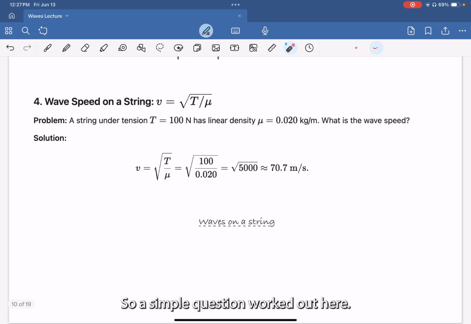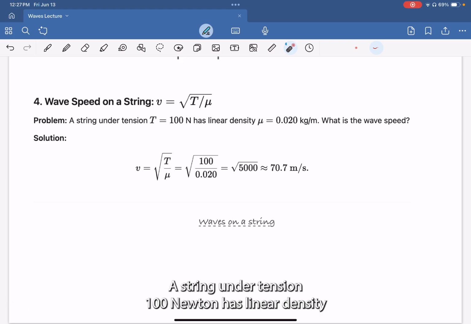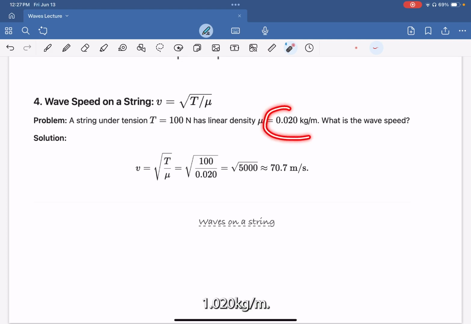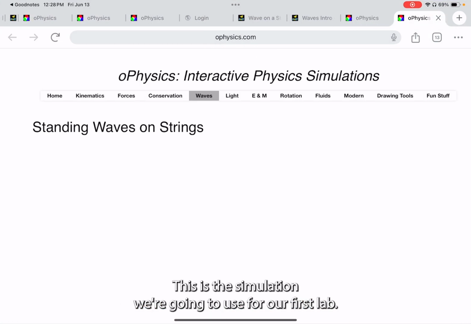So a simple question worked out here. A string under tension 100 Newton has linear density 0.020 kilogram per meter. What's the wave speed? Okay, 100 divided by 0.020, do the math, you get 70.7 meter per second.